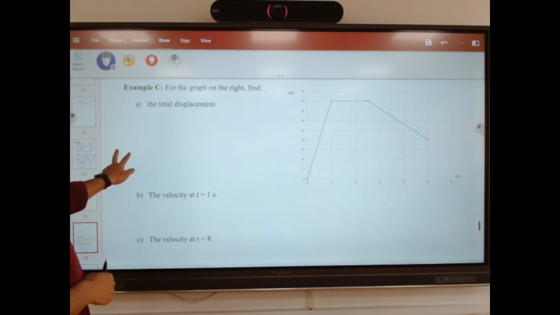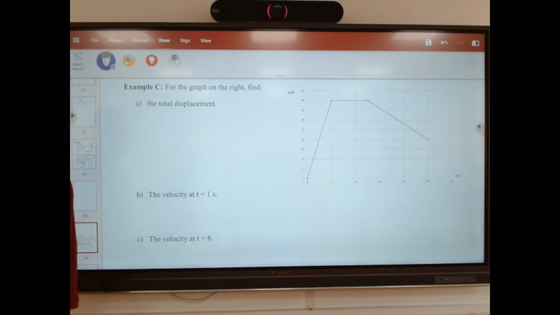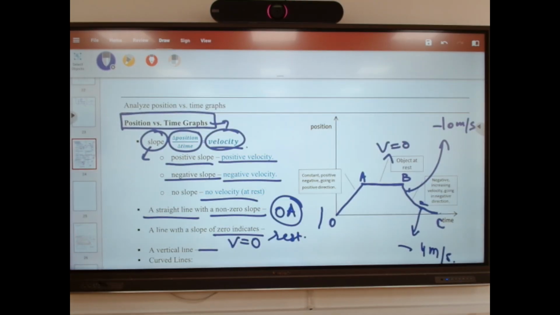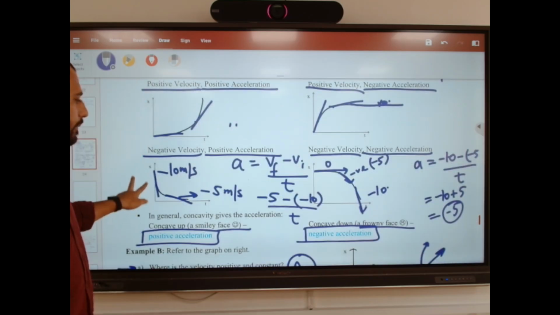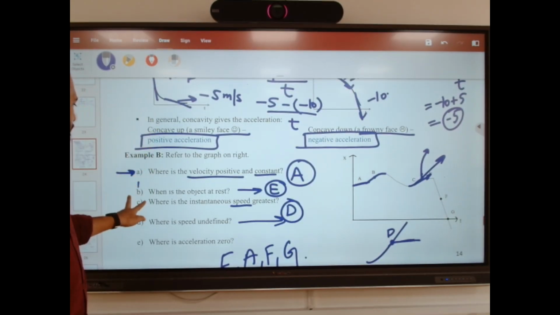Okay, now we have another graph. Mister, yes? I had a question about the previous question. I don't understand how you can have the greatest instantaneous speed, but the speed is also undefined. Where, at this point? Yeah.